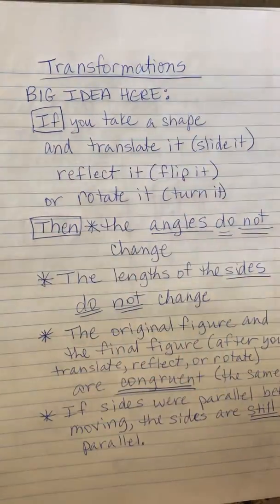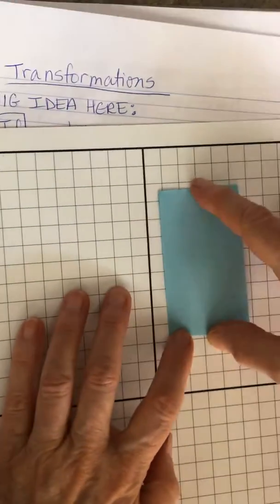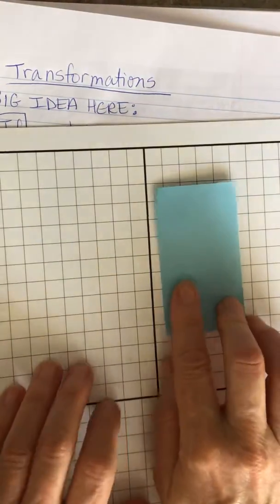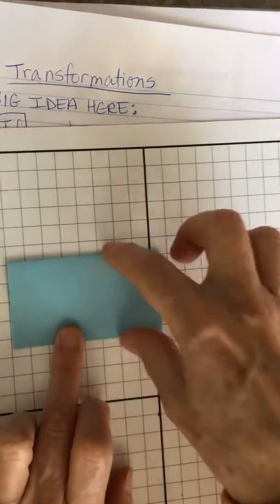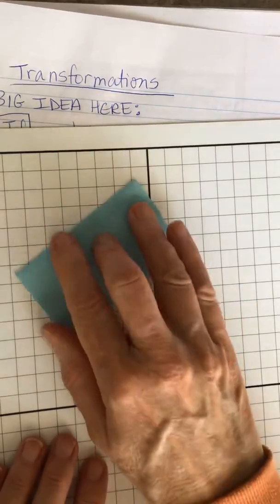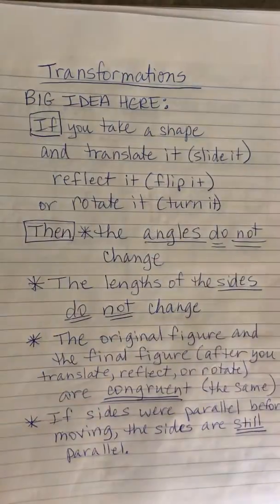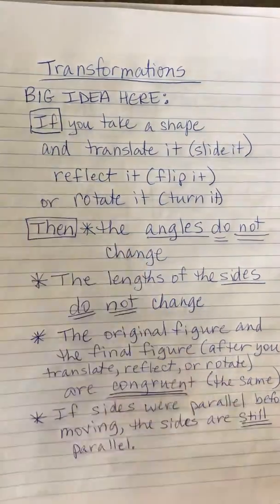And all that's saying is, if I'm going to slide this, the two sides that were parallel here and here are still parallel. Even if I turn it, they're still parallel. Doesn't matter what I do to it, I am not changing the actual dimensions of the shape. I'm simply moving it. So, why did I say all this?